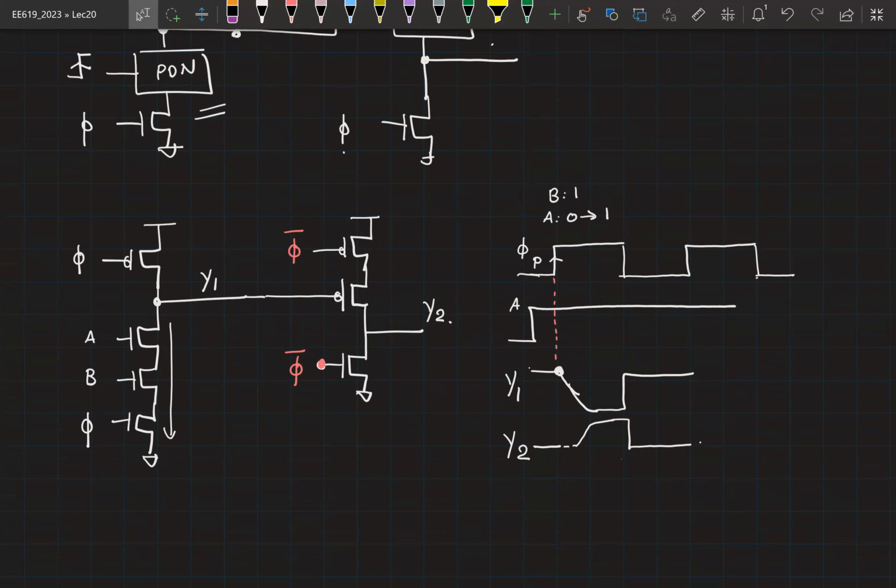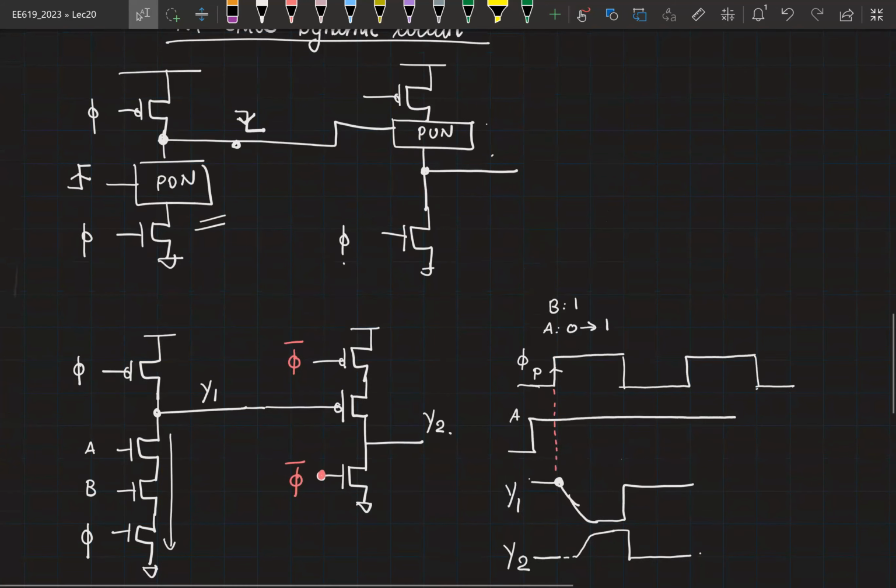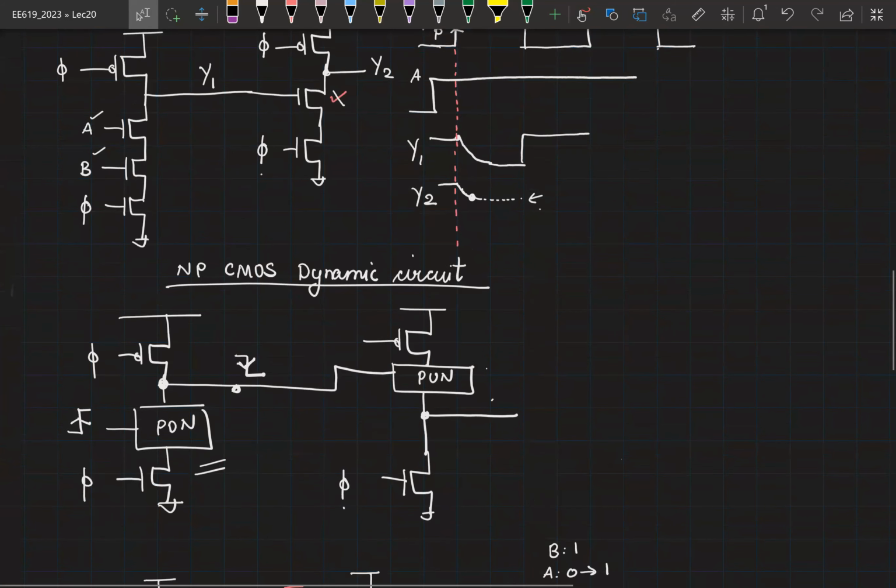Yeah. This requires both clock and clock bar. So in case you don't have clock bar, then you may want to consider other methods. You can create clock bar, right? So it depends on whether you want to invest in generating clock bar and then driving it with the buffers. Usually not an issue, right? But is there any other way in which you can solve this? It's always nice to have more than one method, right?